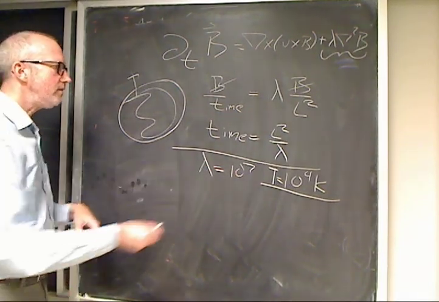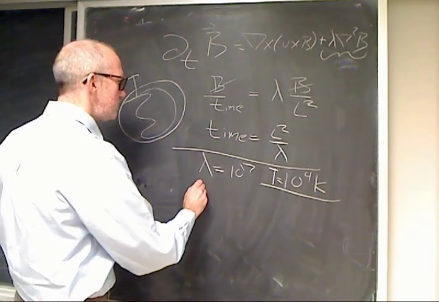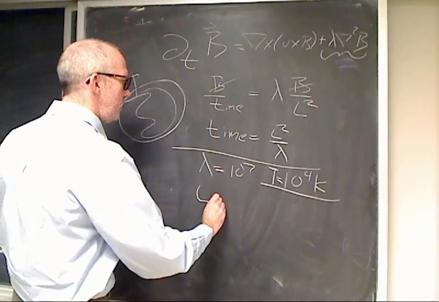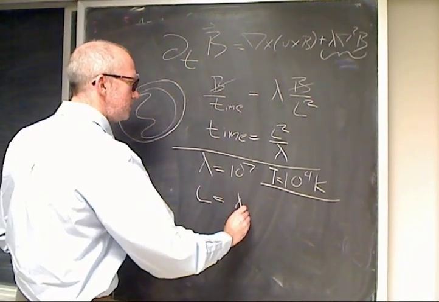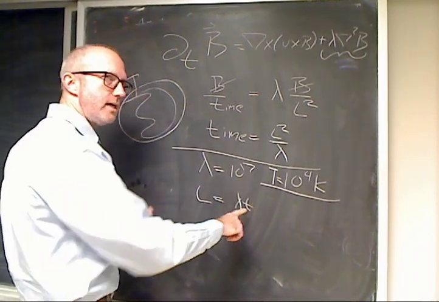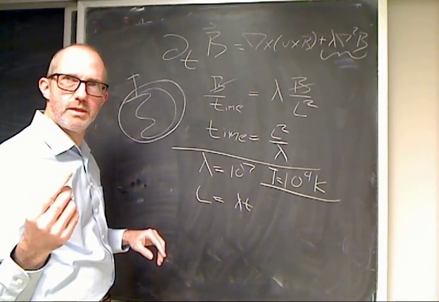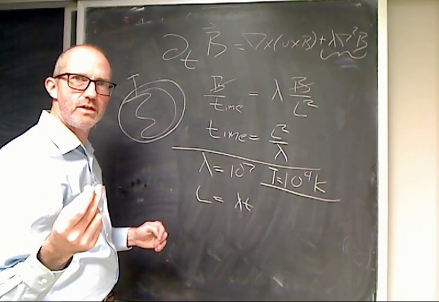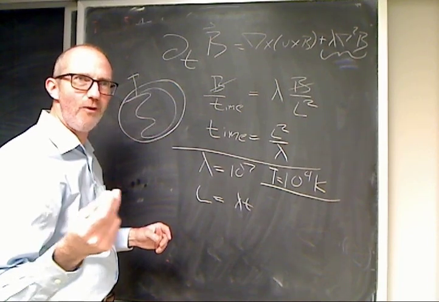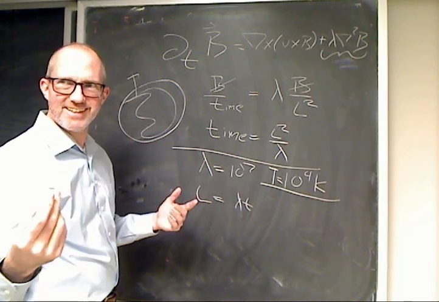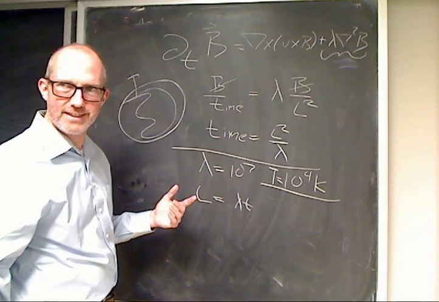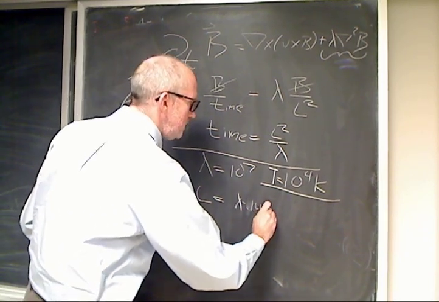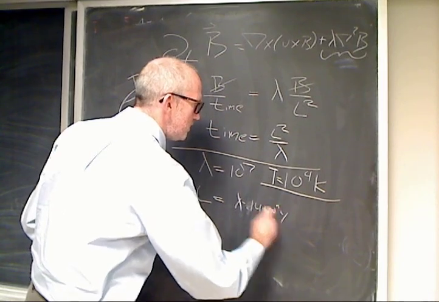So okay, we have this magnetic diffusivity. We just solve this for L. So L equals lambda times time. What's the time? What's the age of the universe? Old. 14 times 10 to the 9 years. Yeah. So T is like 14 times 10 to the 9 years.